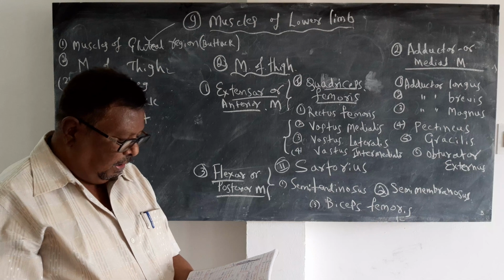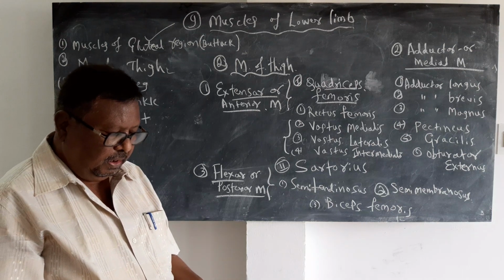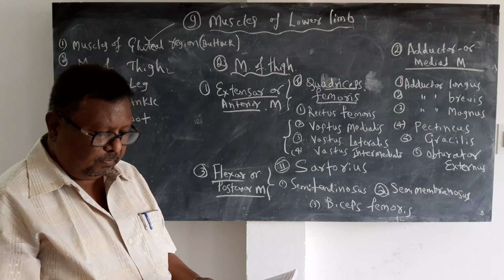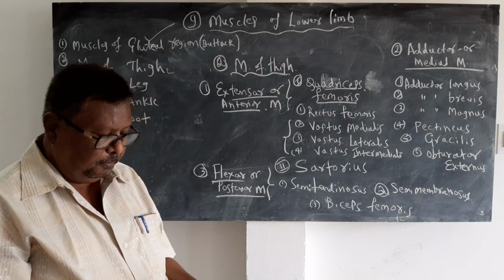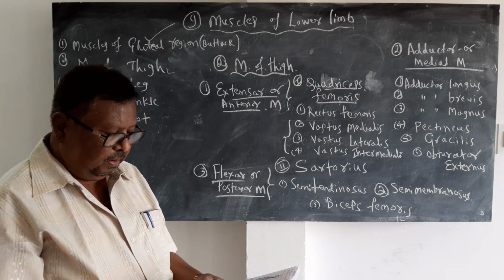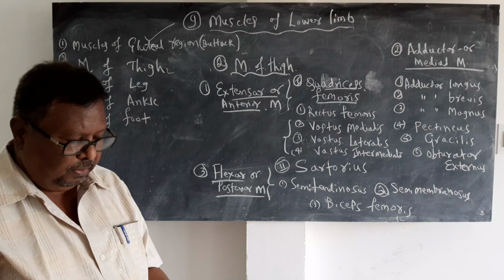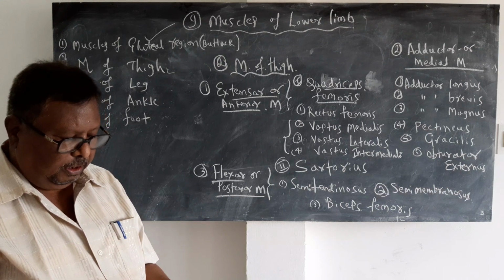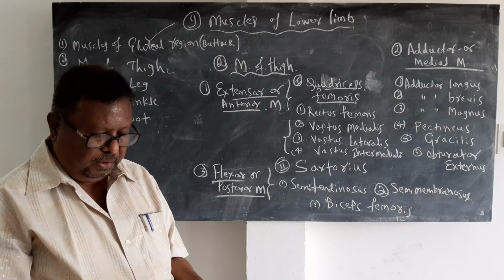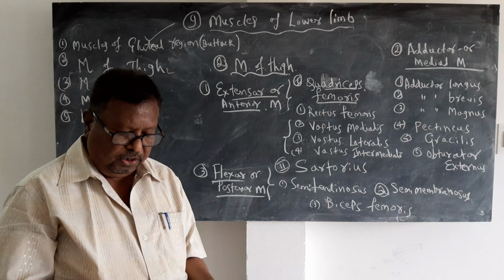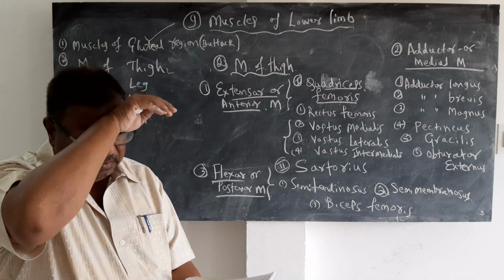Coming to the sartorius. The sartorius is the longest muscle in the body. It is a long, narrow, ribbon-like muscle. It originates from the anterior superior iliac spine. Then insertion is to the upper part of the medial surface of the tibial shaft. Coming to the action: abduction and lateral rotation of the thigh, and flexion, that is the bending, of the knee joint. So these are the actions of the sartorius muscle.